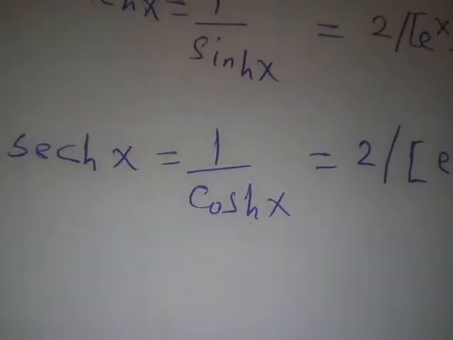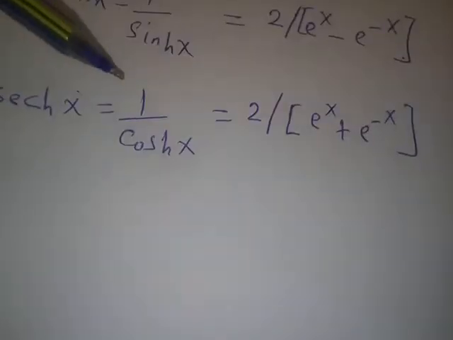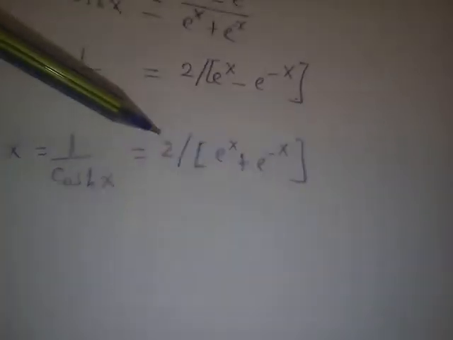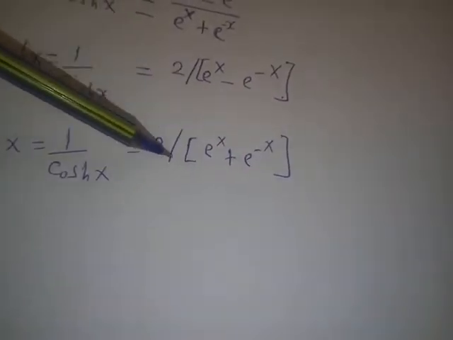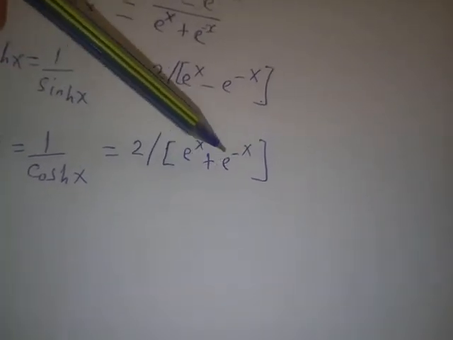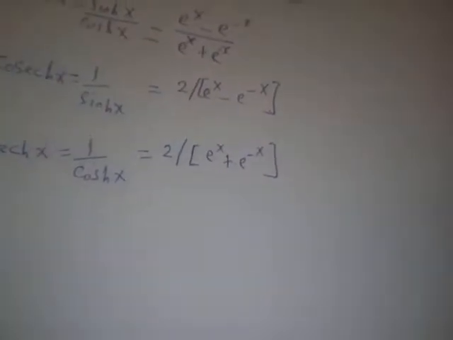Hyperbolic function of sec x will be given by 1 over cos x, which is equal to 2 divided by bracket exponential x plus exponential negative x, as indicated here.